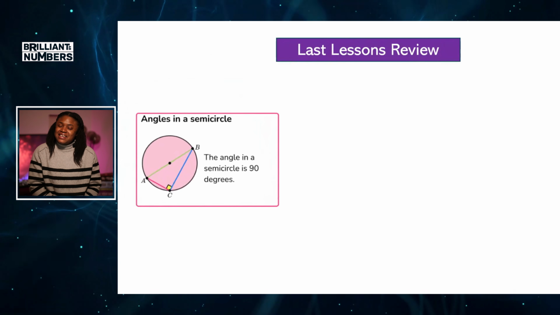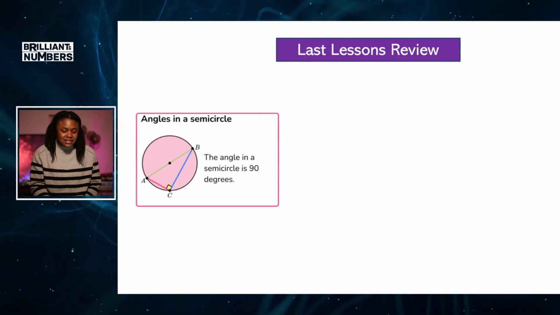So last lesson, we looked at 3 theorems. If you haven't watched that lesson, I would suggest that you go and do that now before accessing this one. The reason is that some of the theorems that we looked at in the last lesson are crucial to the ones that we're going to be looking at today, particularly when it comes to questions that rely on those previous theorems. So the first one we looked at was angles in a semicircle are 90 degrees.